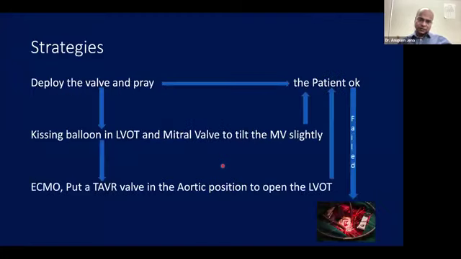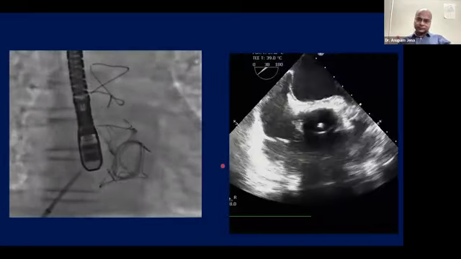So what to do? Deploy the valve and pray. Kissing balloon in LVOT and mitral valve to tilt the mitral valve slightly if there is a severe gradient. Then do a kissing balloon so that we reorient the valve a little bit away from the LVOT. Then if there is an acute hemodynamic collapse, put on ECMO, put a TAVR valve in the aortic position to try to open the LVOT. Otherwise, if everything failed, then of course the last resort is to send for surgery. But by the time the patient is shifted to the OT, there will be nothing left to do meaningfully.